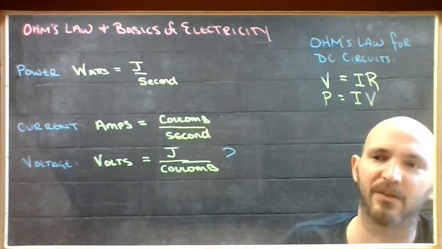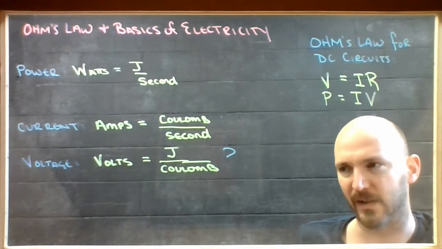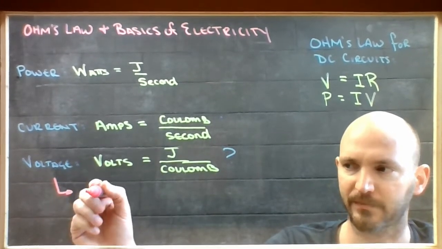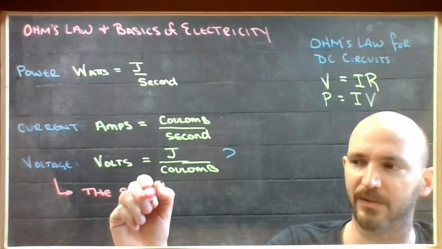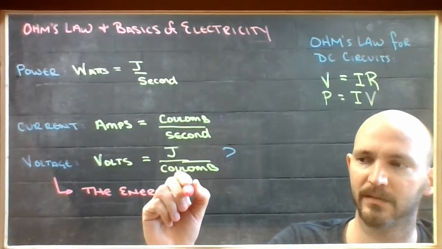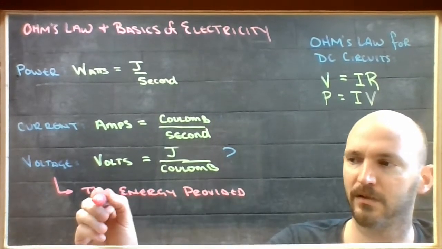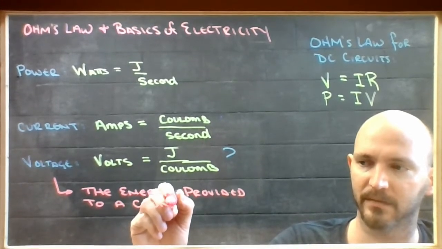So if you measure these coulombs that go by, right, these chunks of electrons that go by, you're talking about how much energy is delivered to each chunk. So I'm going to sort of add that down there, that voltage is measuring the energy provided to a chunk of electrons.